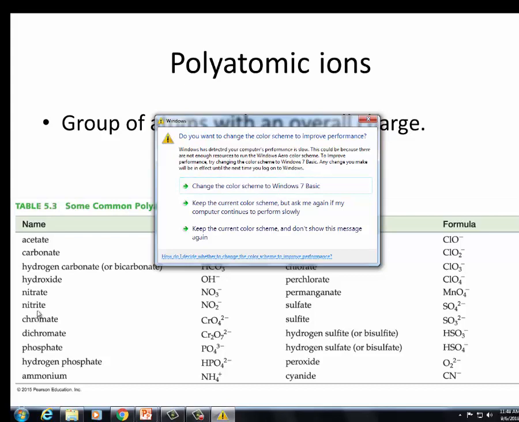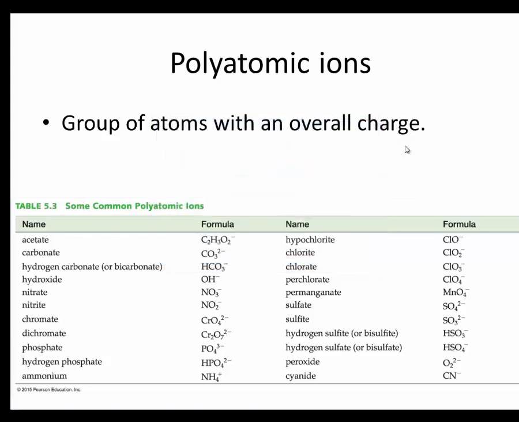If we look through this list, we'll see a similar trend showing up throughout, where something with an ATE ending has one more oxygen than something with an ITE ending. So we have chlorate and chlorite, sulfate and sulfite, phosphate and phosphite. Actually, I guess we don't have the phosphite on here. But we have a lot of these similarities showing up. So make sure you get the ending right when you are writing down the name of a polyatomic ion.